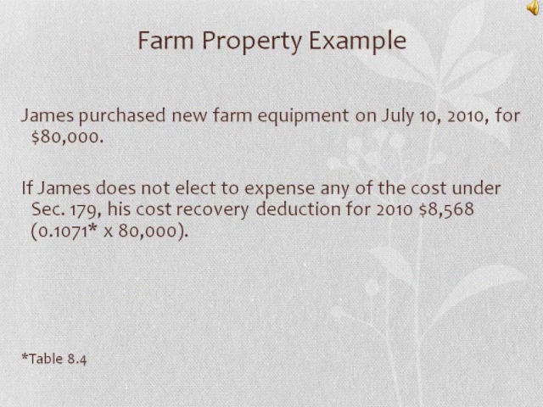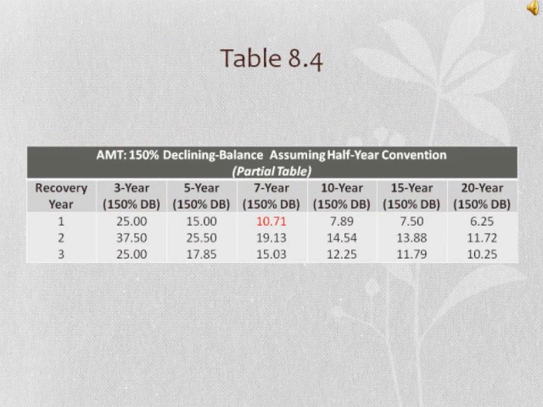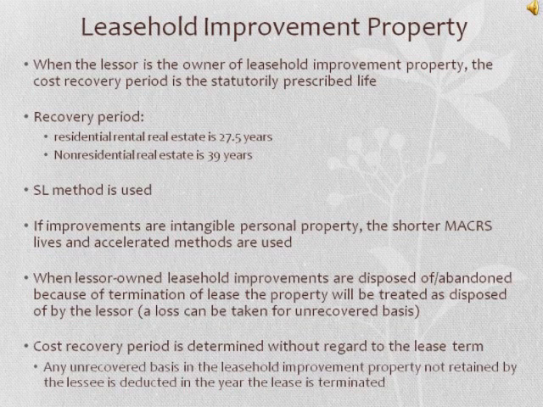Here's a farm property example. James purchased new farm equipment on July 10, 2010 for $80,000. If James does not elect to expense any of the costs under Section 179, his cost recovery deduction for 2010 is $8,568. This is calculated by taking 0.1071, the value from Table 8.4, times the $80,000 cost. This is Table 8.4 used in the previous example. As you can see, we got the 10.71% under the 7-year property recovery year 1.